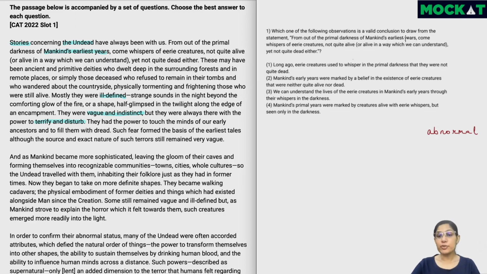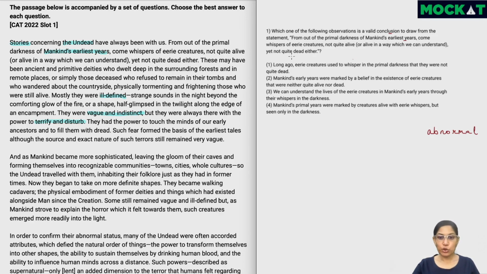Which one of the following observations is a valid conclusion to draw from this statement? From out of the primal darkness of mankind's earliest years come whispers of eerie creatures, not quite alive, yet not quite dead either. Essentially what we learn here is even in the earliest times when humans existed, there were these whispers or these stories of these eerie or frightening creatures.